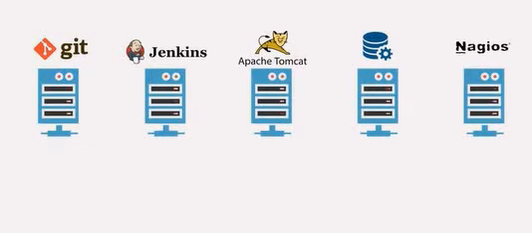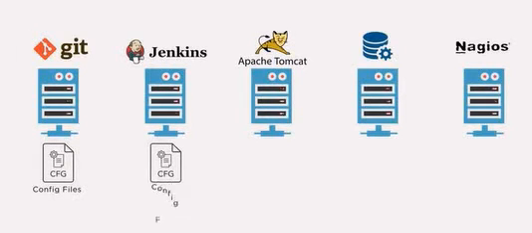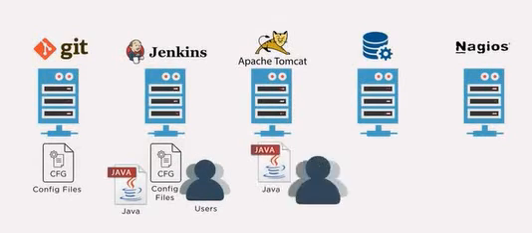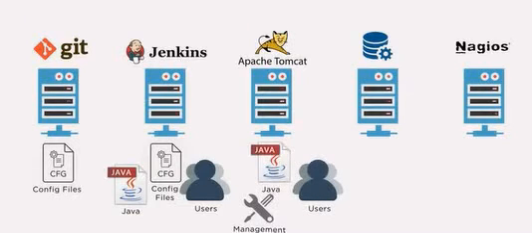Now, in order for these applications to work effectively and serve the users right, we need to not only install the applications, but also their correct configurations on the servers. For instance, we might have to create some config files for Git. In case of Jenkins, we'll need to install some config files along with tools like Java, which are required for Jenkins. Additionally, we may also have to create some users for Jenkins. Similarly, Tomcat requires Java, users, and some management. Database and Nagios would also have their own requirements.